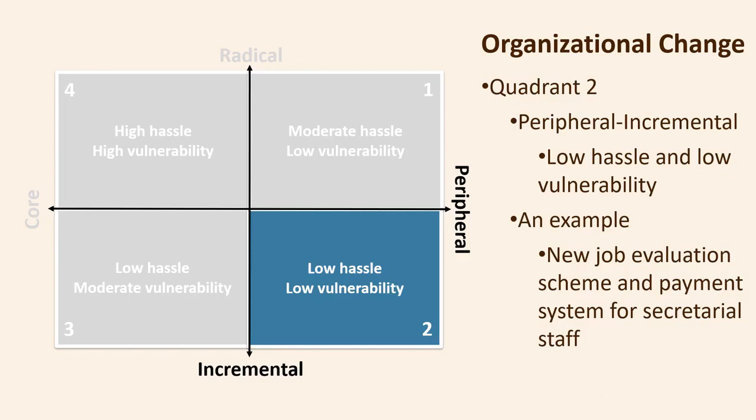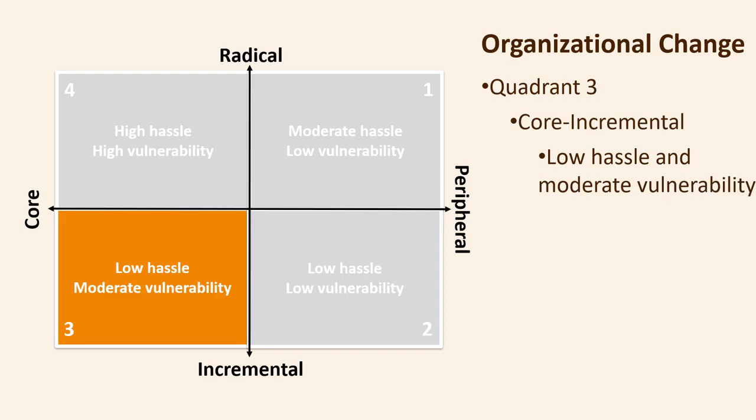An example of a change placed in Quadrant 2 could be a new job evaluation scheme and payment system for secretarial staff, peripheral to the main business activity and incremental in their departure from existing systems and procedures. The change can easily be cancelled or be reversed.